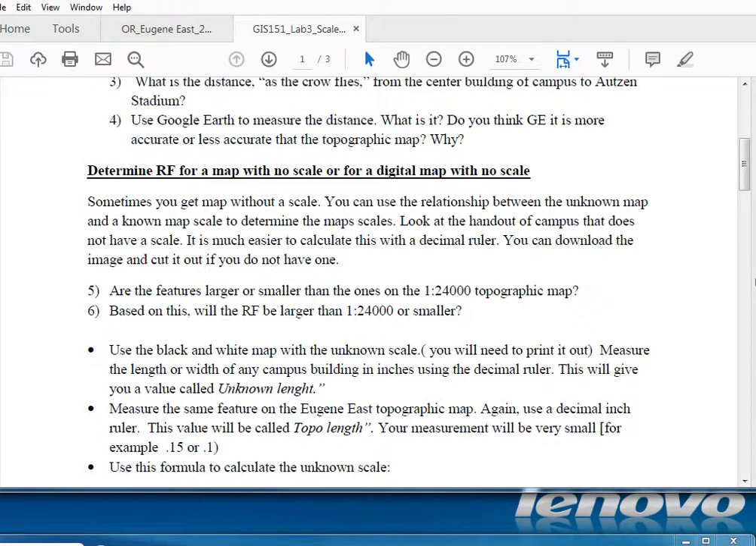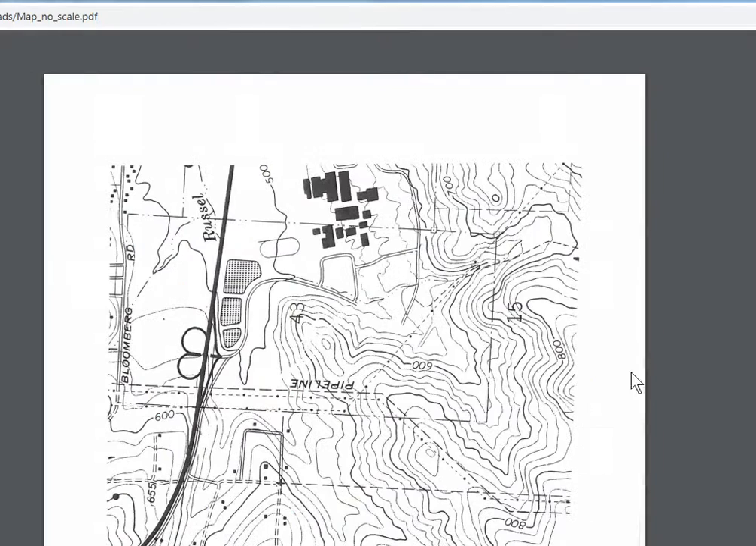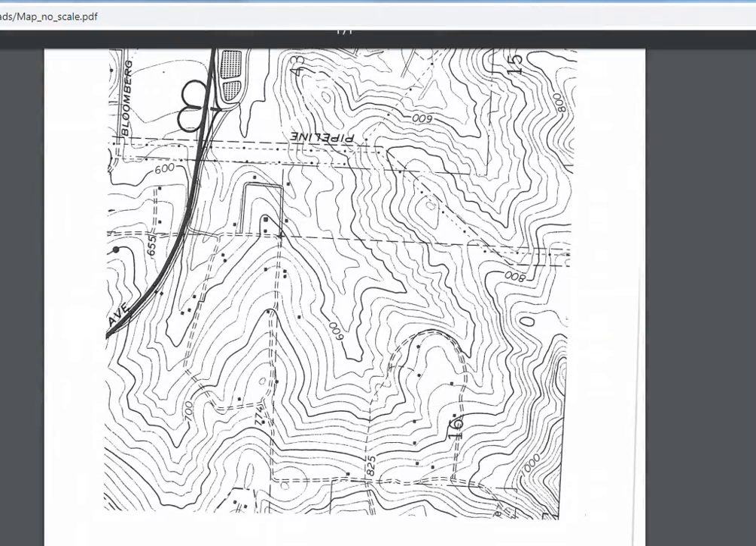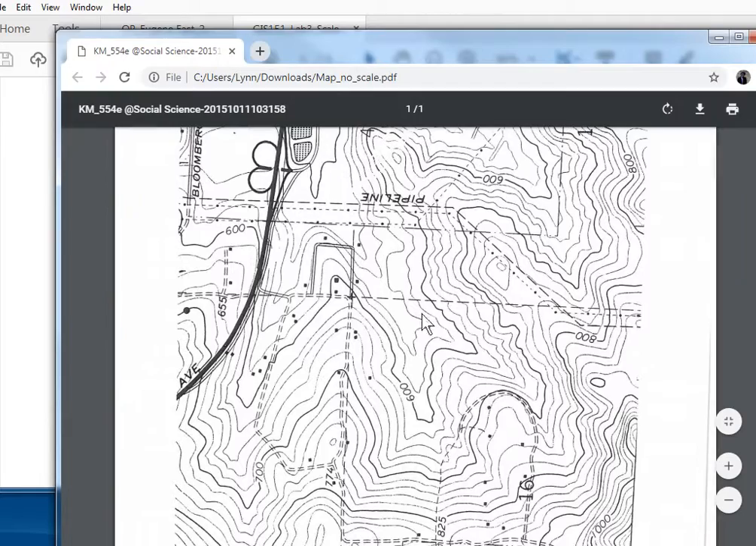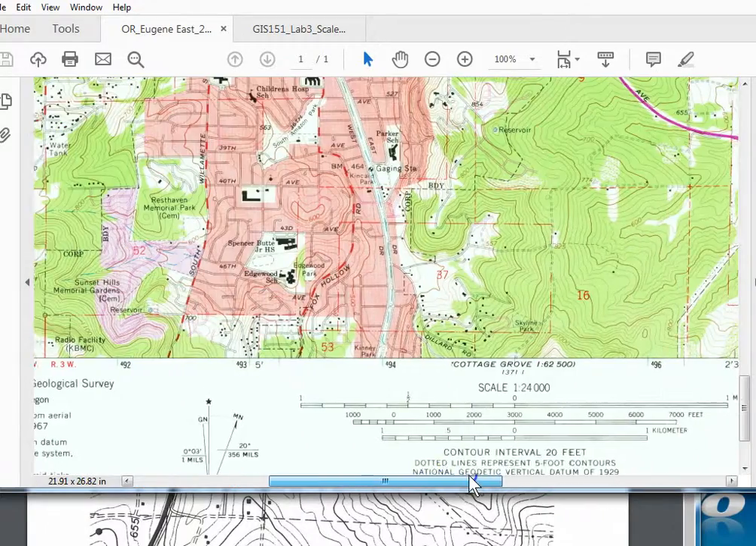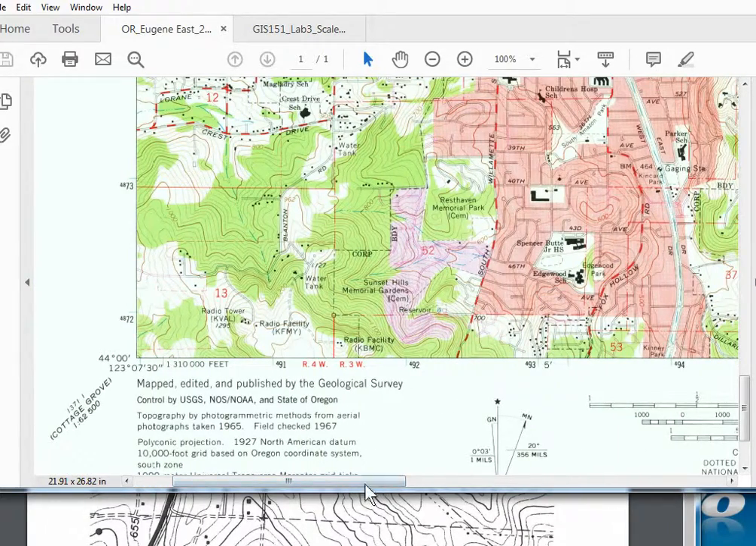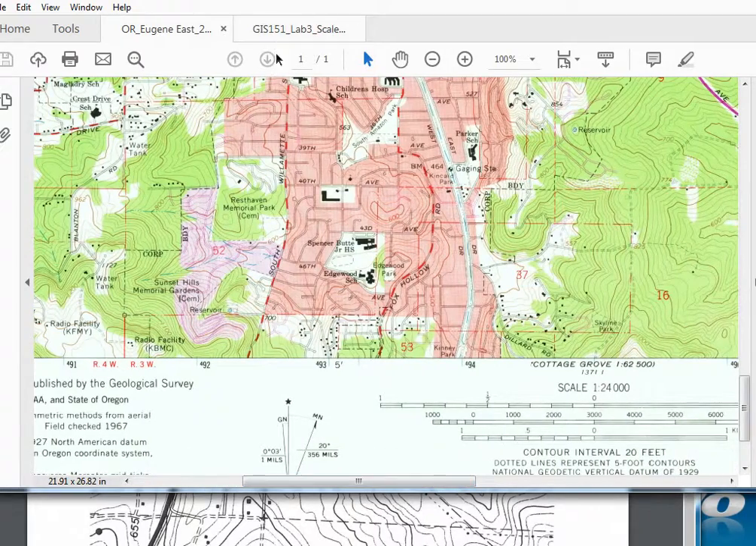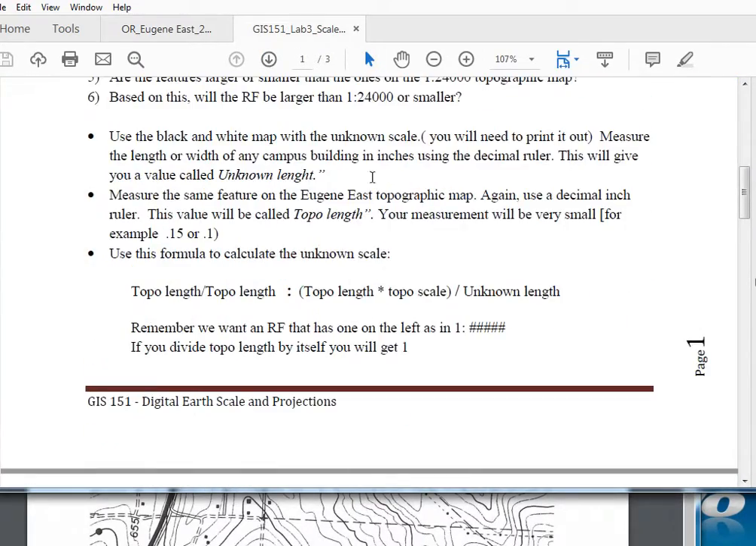Then I have given you a paper copy of a map that has no scale on it. So here's a map of campus. There's no scale, and your instructions are to determine the scale of this map based on this map that has a known scale. What you're going to do is set up some ratio areas on here. Topo length means the length of a feature on the topographic map. Unknown length means the length of the same feature on the black and white copy that you don't know the scale.